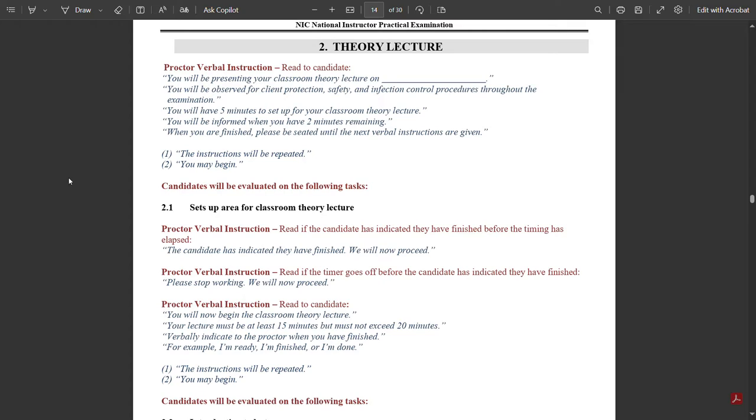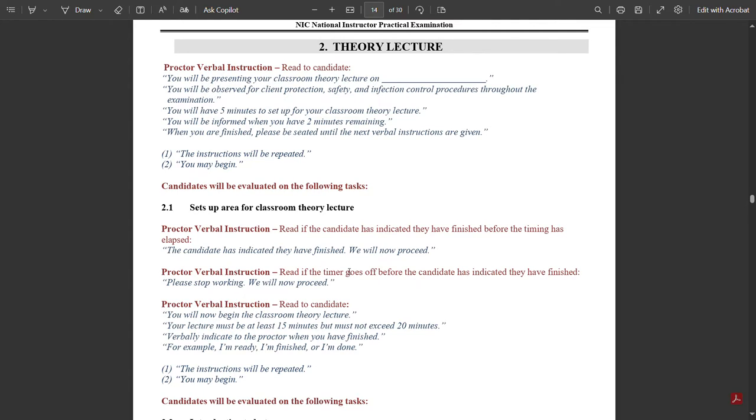So you don't need to set up your mannequin just yet, or any tools, unless your tools are being used as visual aids. Like you may have some kind of tool to show to the class, something like that, then in that case you would go ahead and have it out. But you don't need to set up for your demo just yet, just that 5 minutes to simply set up for your theory.